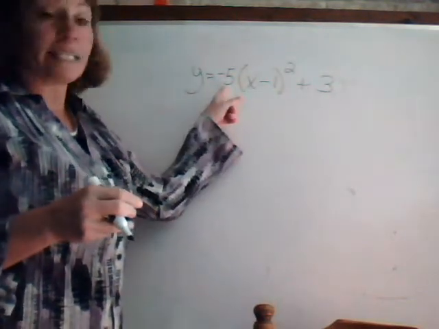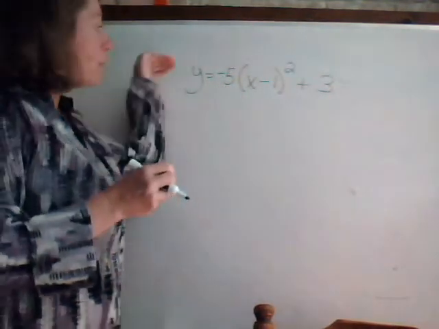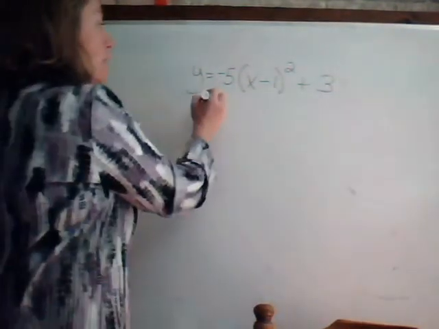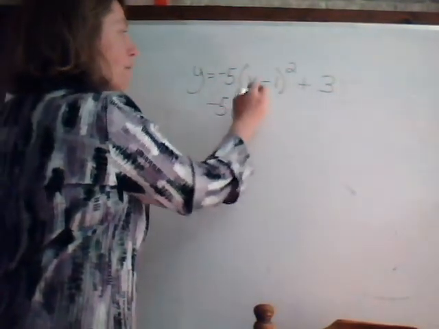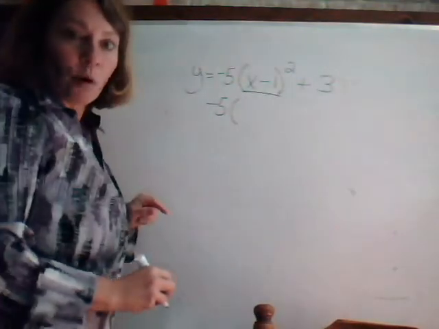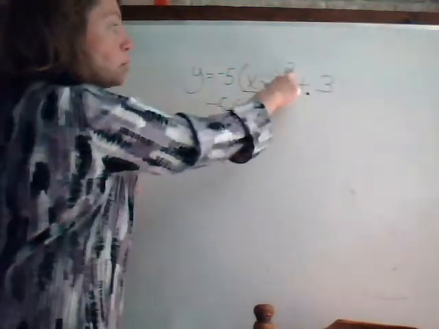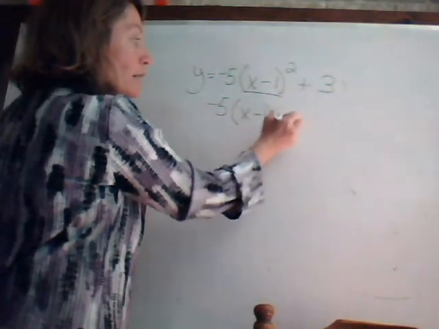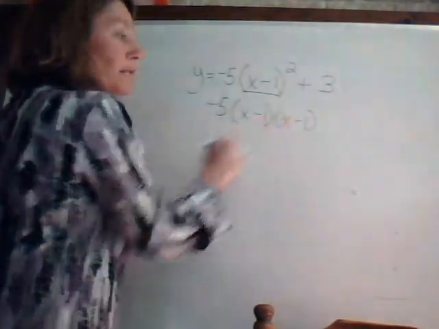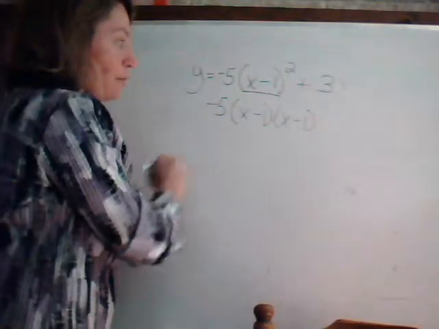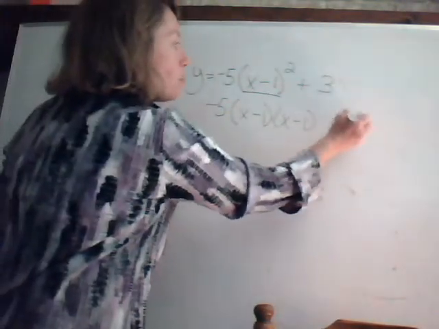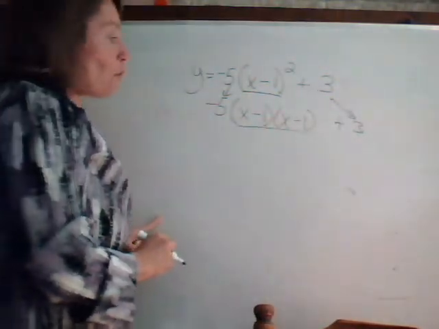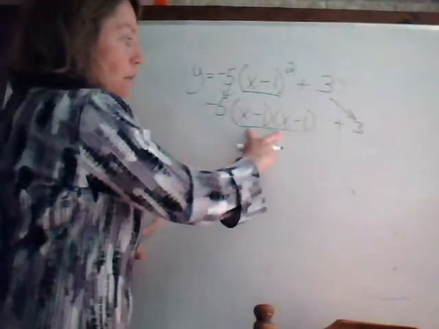HK, and my A is -5. How do I convert this from vertex form to standard form? Let's first bring our -5 down. Now I'm going to write this x minus 1 squared as x minus 1 times x minus 1. That squared means that we're going to multiply 2 of them. And I'll just bring my 3 down. So I'm bringing the 3 down, bringing the -5 down, and I'm writing this out because I'm going to FOIL it. Let's concentrate on this part.